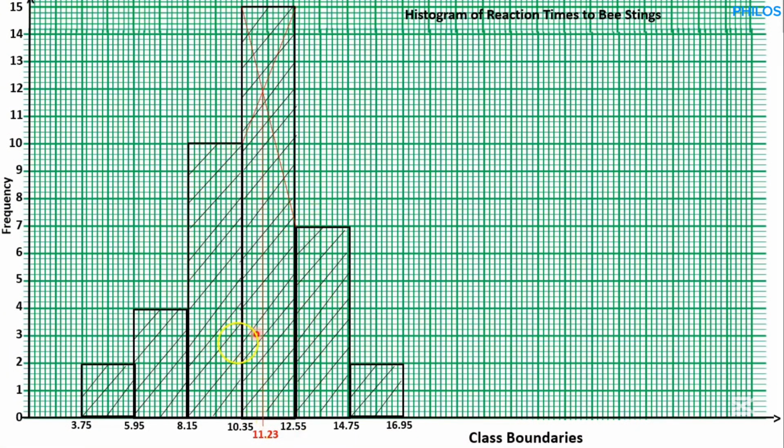Okay, you use pencil for everything here. I wanted you to see this one clearly. That's why I use red. Okay, so let's go to the next question.